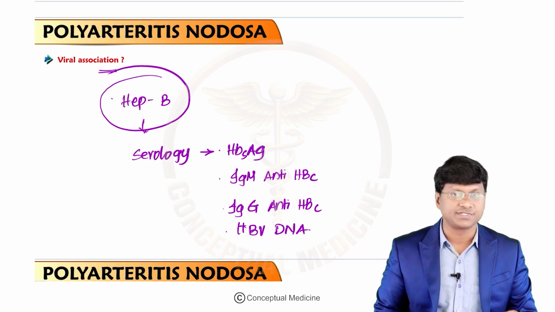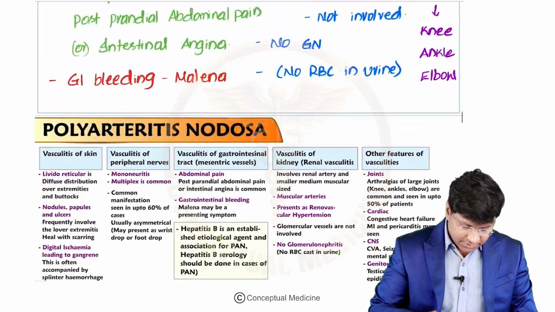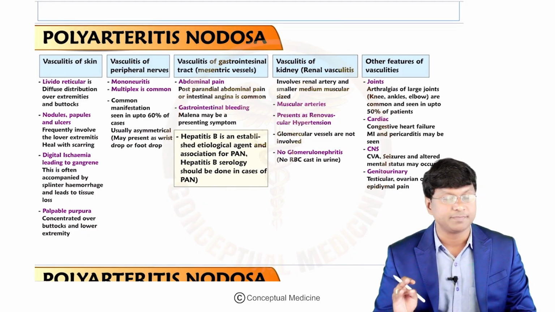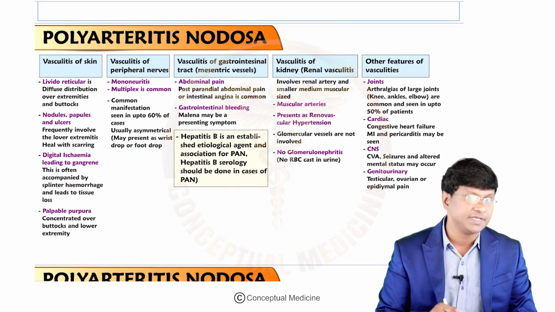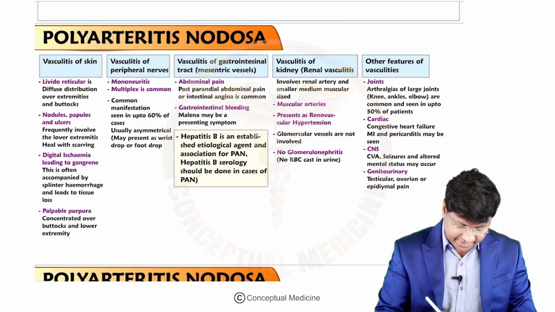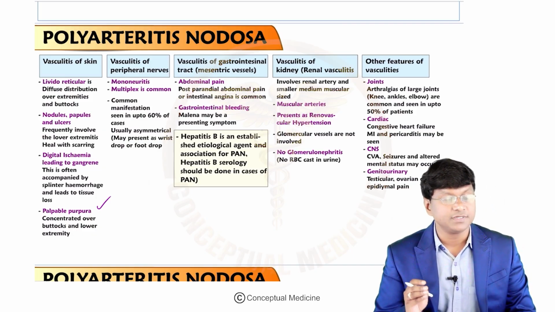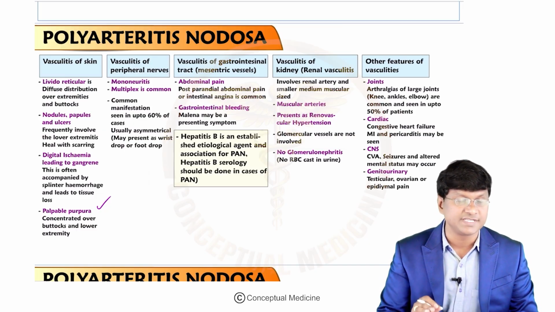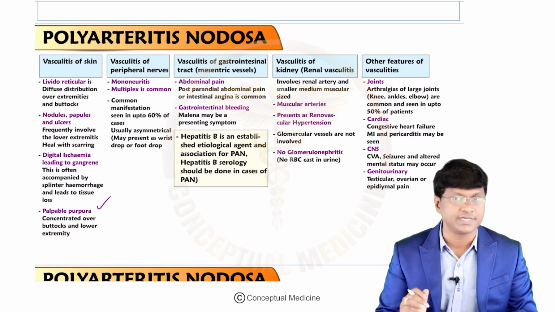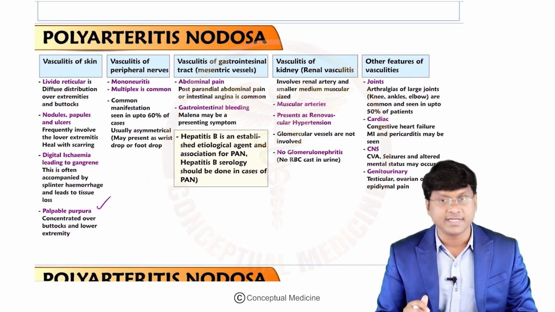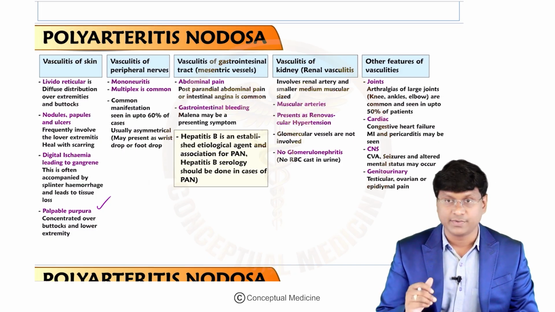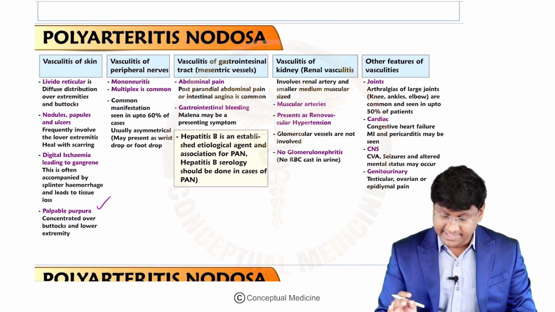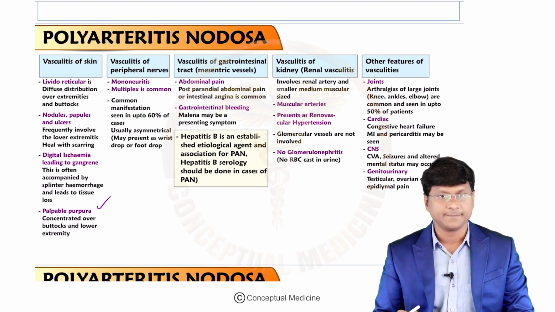So to summarize all the manifestations: Livedo reticularis is the skin manifestation. There can be nodules and papules, ulcers in the lower limbs, digital ischemia leading to gangrene, and there can be palpable purpura. Vasculitis of the peripheral nerves gives mononeuritis multiplex, which is very common. Vasculitis of the gastrointestinal tract gives mesenteric vasculitis, due to which there is abdominal pain and gastrointestinal bleeding. Vasculitis of the renal artery causes renovascular hypertension. And other features include joint, cardiac, CNS, and genitourinary involvement.